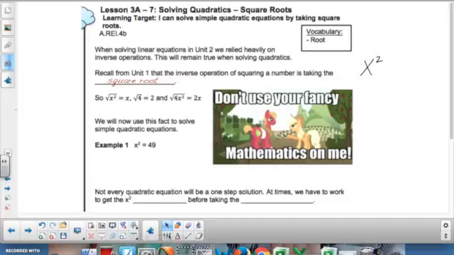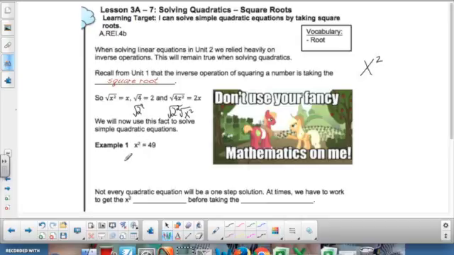If you have the square root of 4, which remember 4 is the same thing as 2 squared, and you take the square root of it, that square root and that exponent of 2 cancel each other out and leave you with just 2. The square root of 4x squared, that's the square root of 2 squared and the square root of x squared. Those square roots and that exponent cancel out to leave you with just 2x. So since we know that inverse operation, we can solve simple quadratic equations.